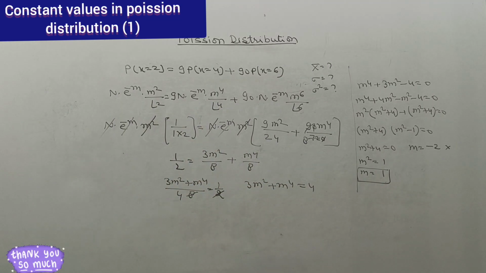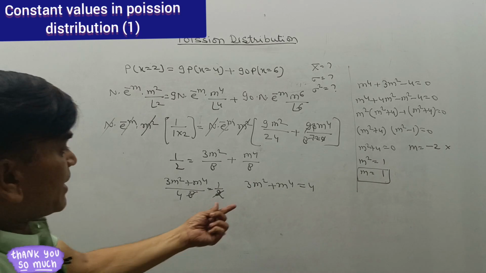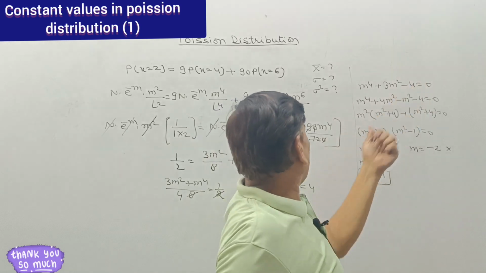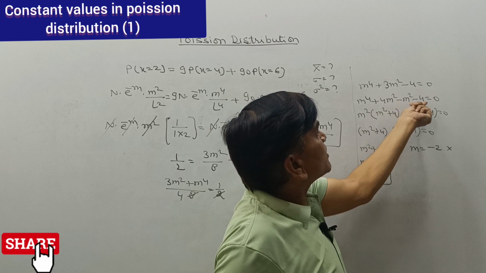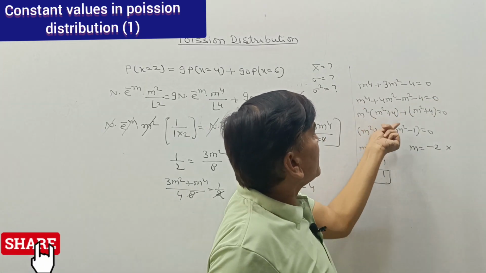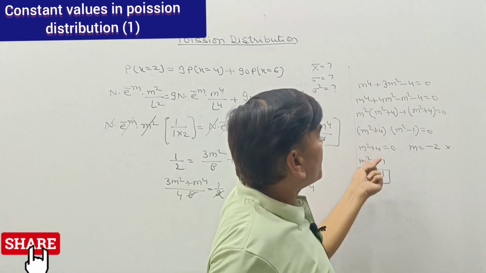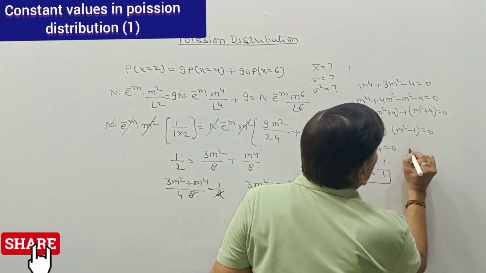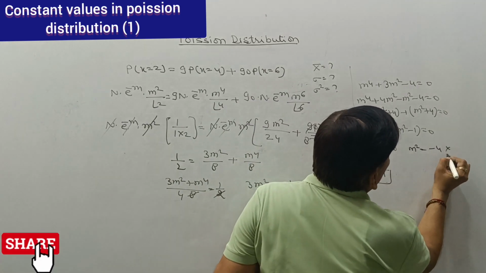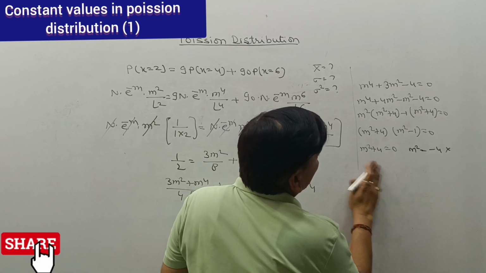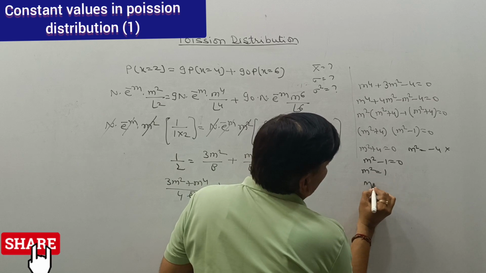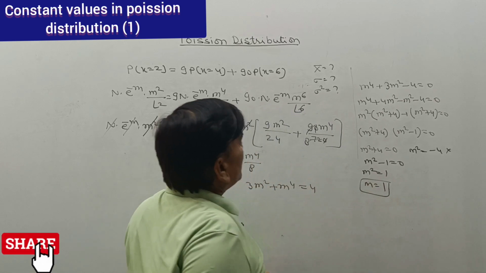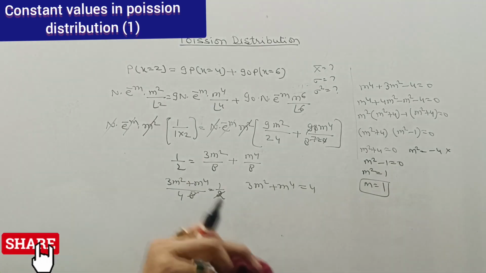What we have done? Firstly, we solved this equation. Later, we got m4 plus 3m square minus 4 is equal to 0. So we split it as m4 plus 4m square minus m square minus 4 is equal to 0. Taking common, we get m square plus 4 times m square minus 1 is equal to 0. So m square is equal to minus 4, that is not possible. The second value, m square minus 1 is equal to 0, so m square is equal to 1, so m is equal to 1. So it means the value of m is equal to 1.